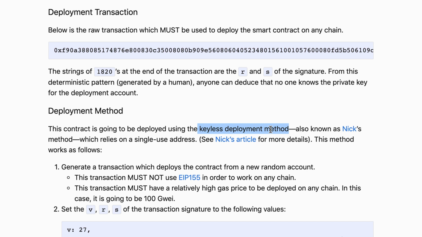Also, nobody will know the private key of the address that deployed the contract. If you want to know the details of how it works, you can read the ERC1820 specification, but what I just said is the most important to understand.